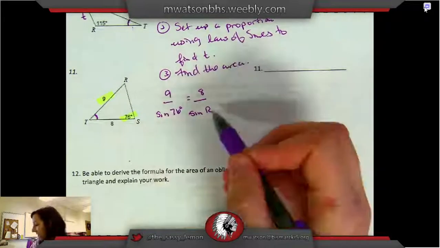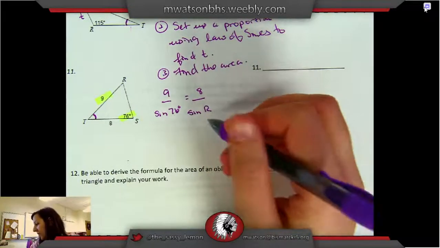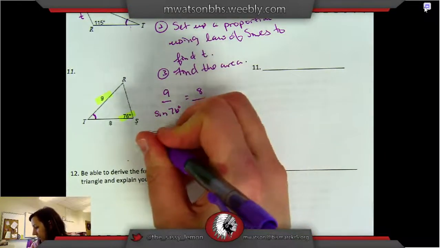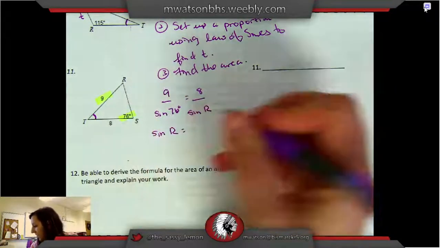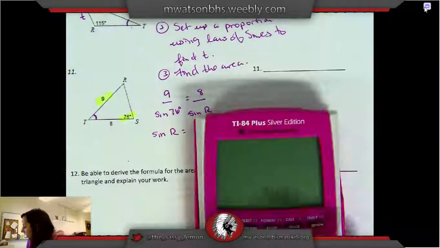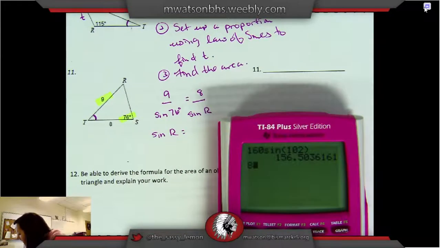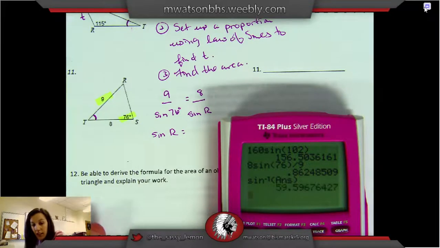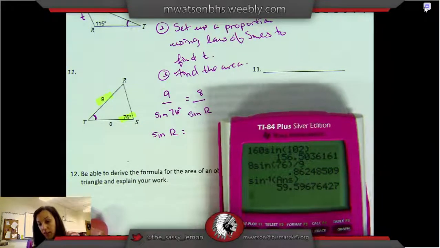Okay, so now we're going to find R. We're going to cross multiply and divide, and we get 8 sine of 76 divided by 9. And then we're going to have to do the inverse sine of that. So I'm going to do inverse sine of the answer, and we get about 60 degrees.